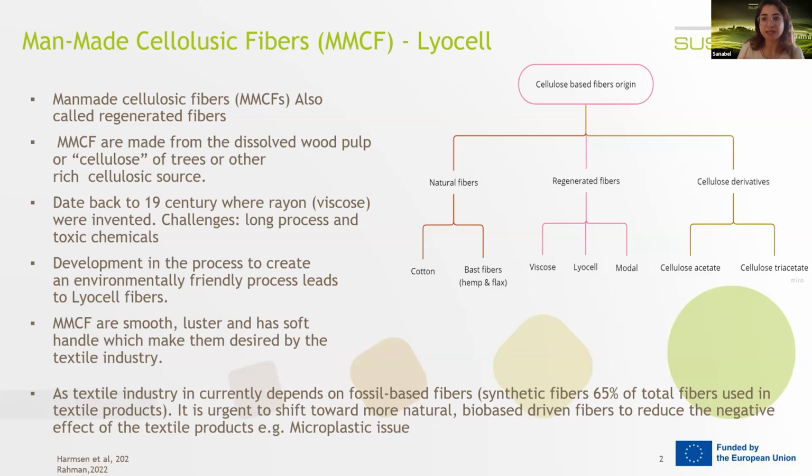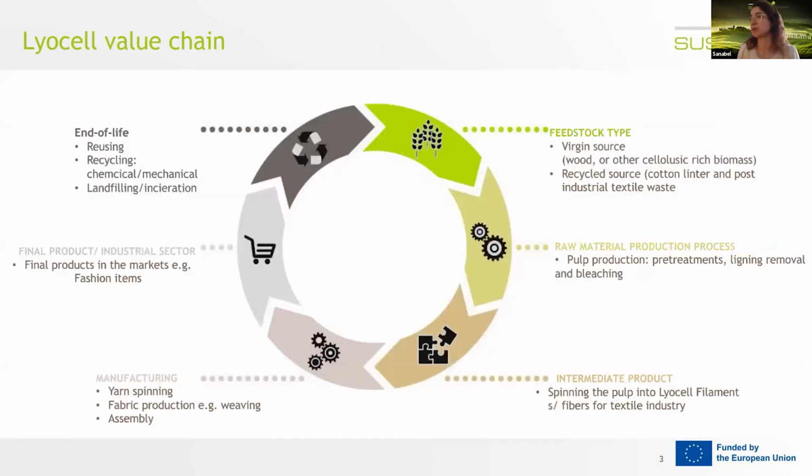Looking into the textile industry now, it's basically dominated by fossil-based fiber, where 65% of the fiber used is fossil-based. And if we want to really make the transition to more bio-based material, we need to look into more types of fibers like regenerated fibers.